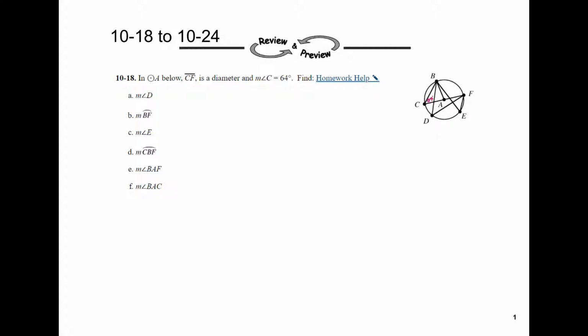So the first thing that I'm going to do is label the measures I know. It asks us to find the measure of angle D, the measure of arc BF, the measure of arc CBF, the measure of angle BAF, and the measure of angle BAC. The first thing I know is they told us this was our diameter. So if I look at arc CBF, I know that has to be 180 degrees.